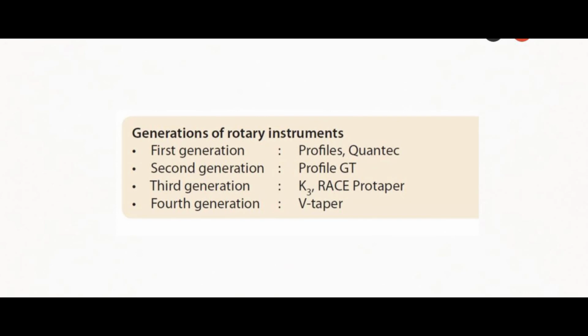Next come the rotary instruments. There are various generations of rotary instruments: the first generation, second generation, third generation, and the fourth generation. In the first generation, you will see instruments such as Profile and Contact. The second generation is the Profile GT system. Third generation is the K3, RaCe, ProTaper system, and fourth generation is the V Taper instrument.